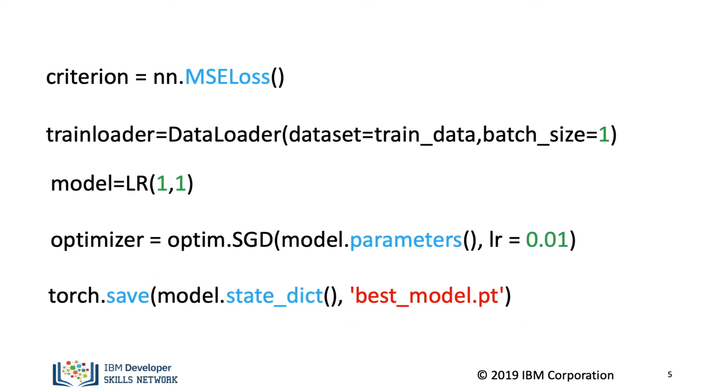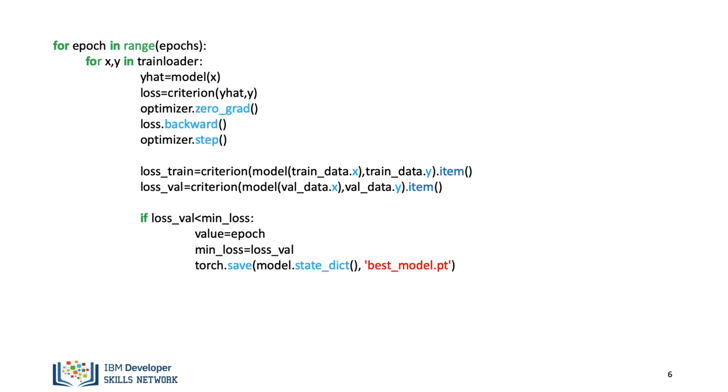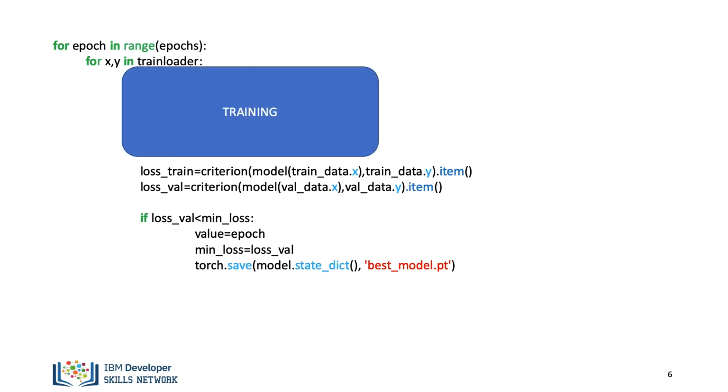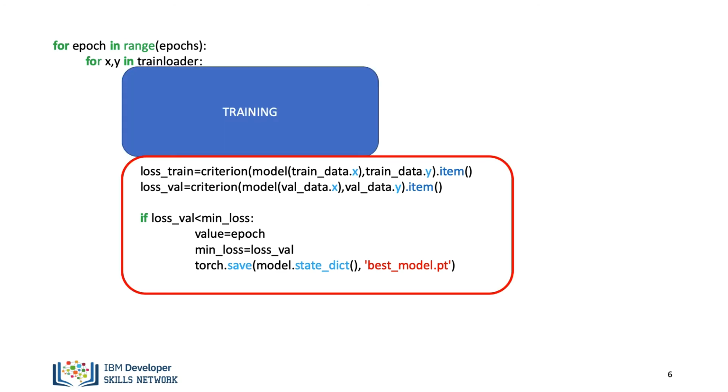This example is a little elementary, so let's save the model after early stopping. We will need a minimum loss value that we will use to compare different loss values. Let's perform early stopping for each iteration. We have reviewed the training step. Let's focus on the following lines of code.